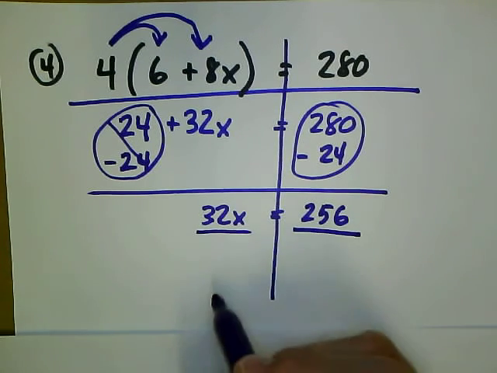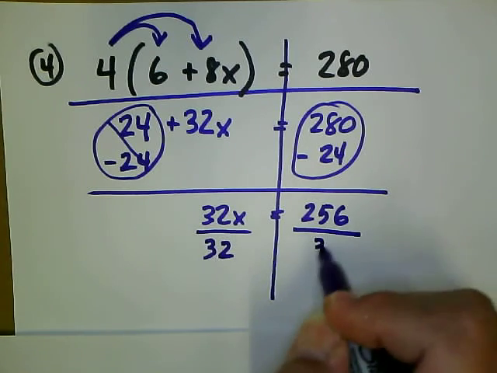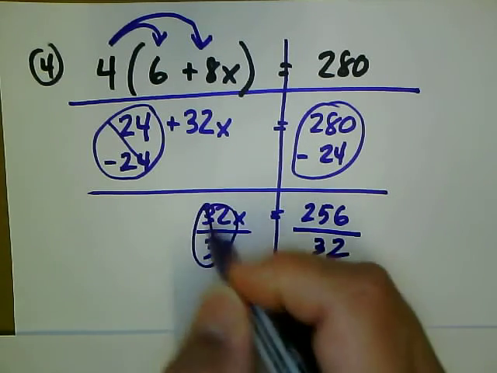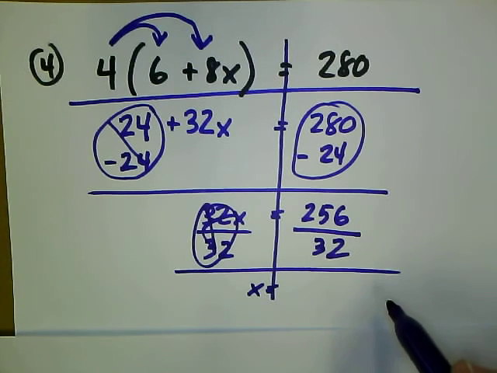Yep, it's multiplication, so we're going to divide by what? 32, the number in front of the variable. So 32s are gone. And 256 divided by 32?